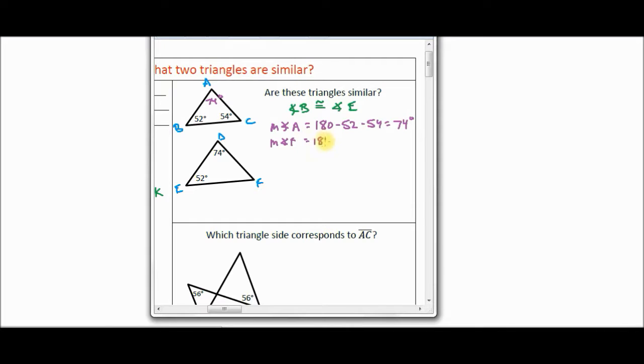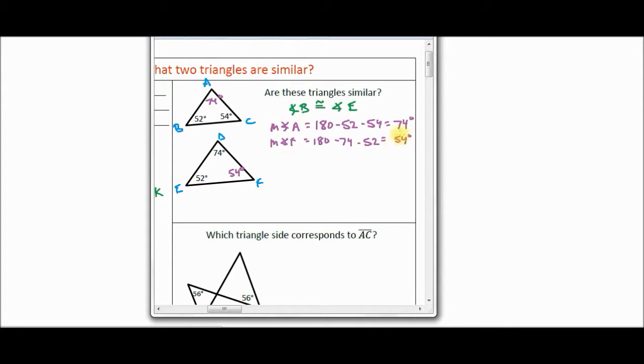Measure of angle F is 180 minus 74 minus 52, and that equals 54 degrees. So F is 54 degrees. Now class, I didn't really even have to figure out the measure of angle F, because when you figured out the measure of angle A, and that was 74, do you notice that A and D are therefore congruent? That means two angle measures are congruent for these two triangles, and that means we have similar triangles.